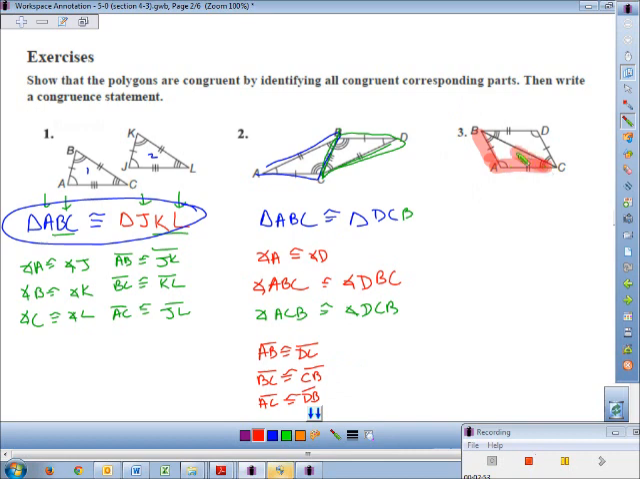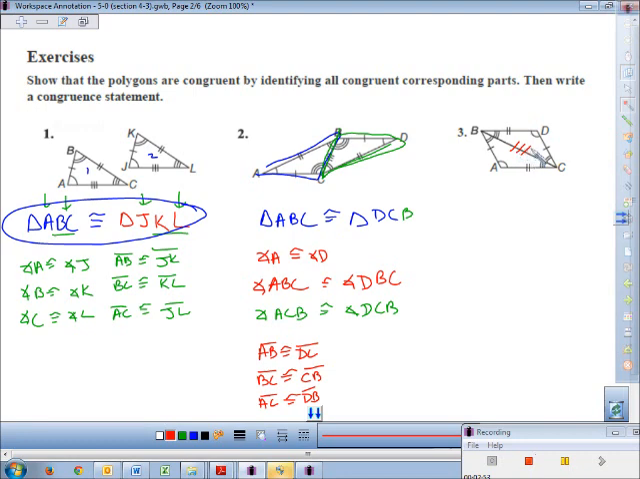I have a red triangle, and I have a green triangle. But you notice how right here I have red and green highlighted on the entire segment. This segment BC is what we call shared between both triangles. So since it's the same segment in both triangles, it's got to be congruent to itself, so we need to put a triple tick mark on it.